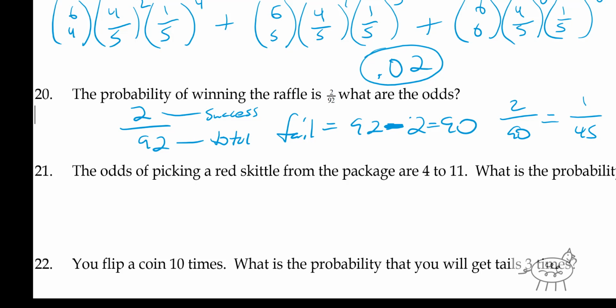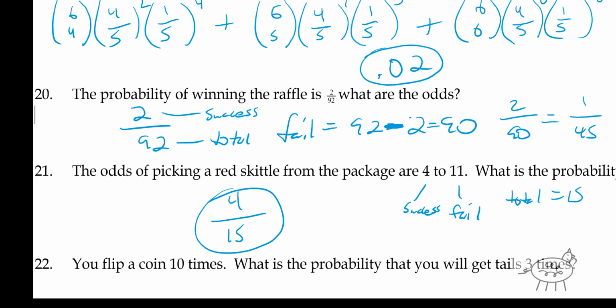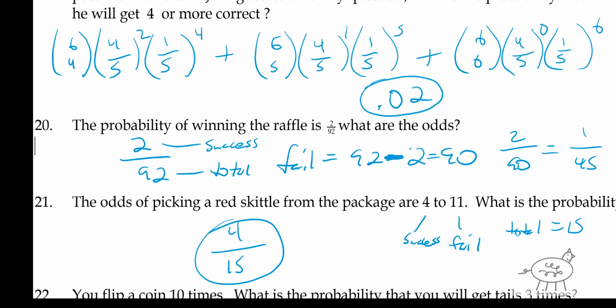Okay? The odds of picking a red Skittle are 4 to 11. What's the probability? Again, 4 is your success. Failure is 11. So total is 4 plus 11, which is 15. So the probability of picking a red Skittle is 4 over 15. All right, getting there.